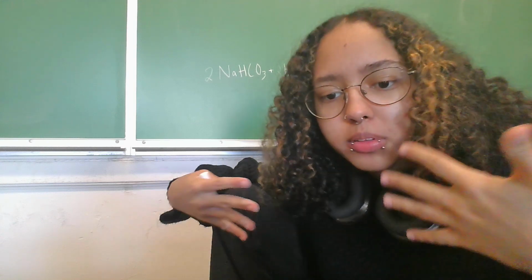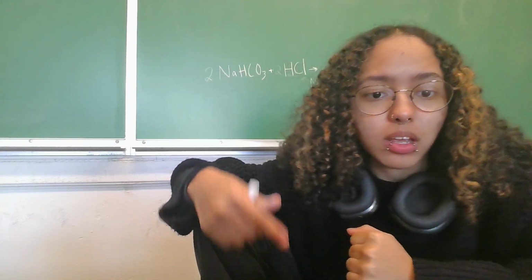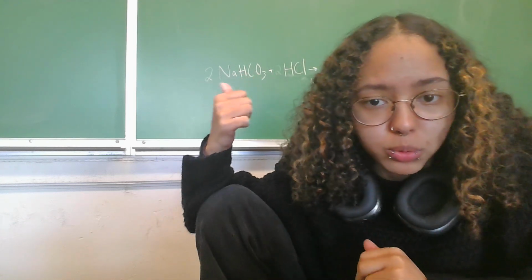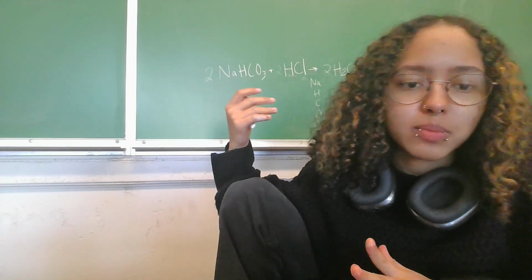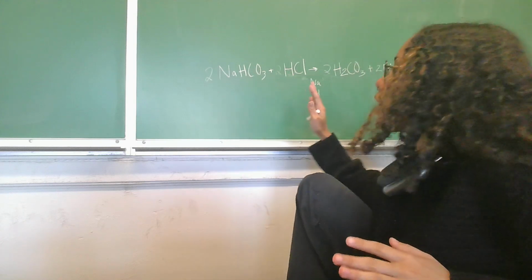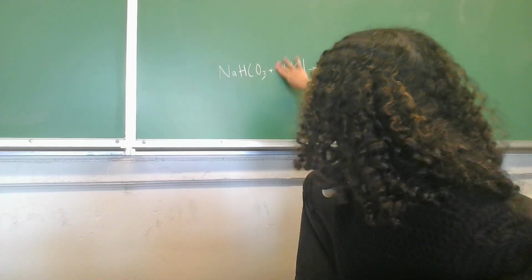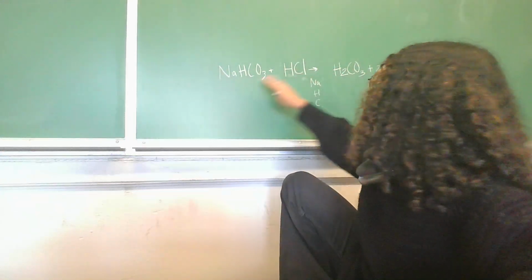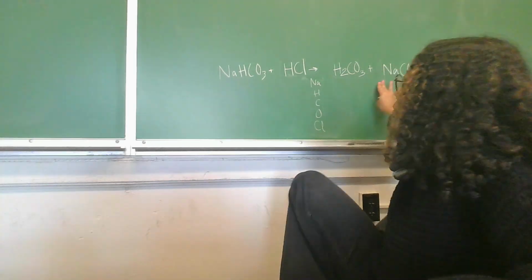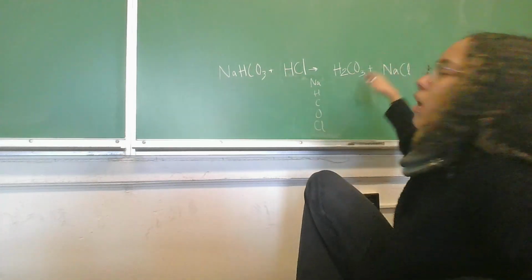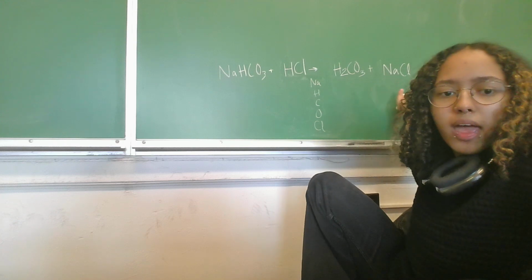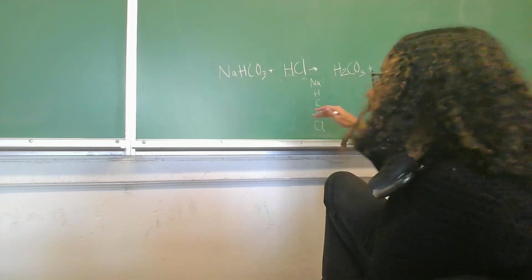Point of view. I'm your teaching assistant for chemistry, and I'm going to teach you how to do stoichiometry calculations very easily, very fast. Okay? So in this reaction, we have sodium bicarbonate reacting with hydrochloric acid to make carbonic acid and sodium chloride. Okay?